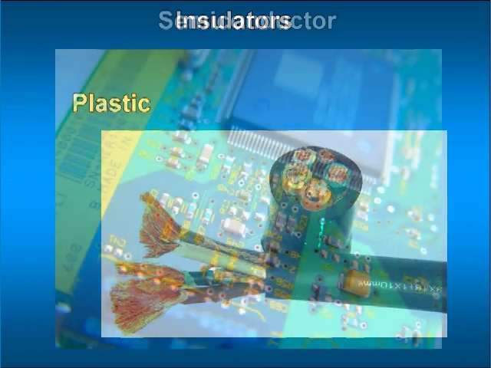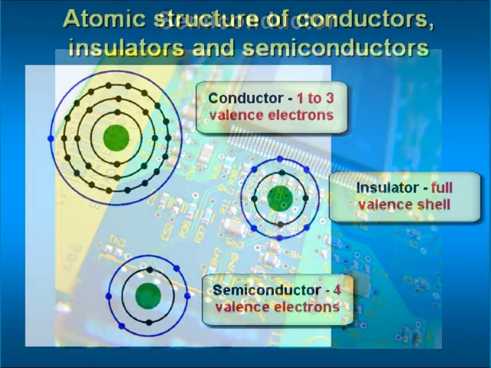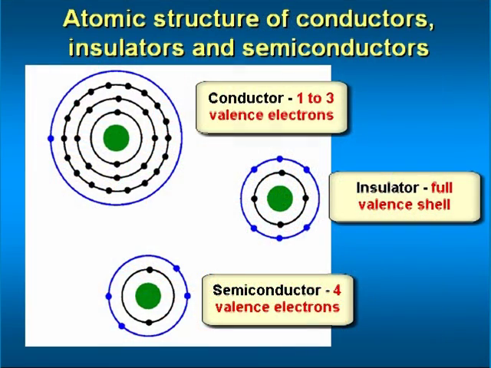A semiconductor has some characteristics of both conductors and insulators. Semiconductors have valence shells that contain 4 electrons. A pure semiconductor can act as either a conductor or an insulator depending on the temperature at which it is operated. Operated at low temperatures, it will be a fairly good insulator. Operated at high temperatures, it will be a fairly good conductor. Silicon and germanium are examples of semiconductor materials.